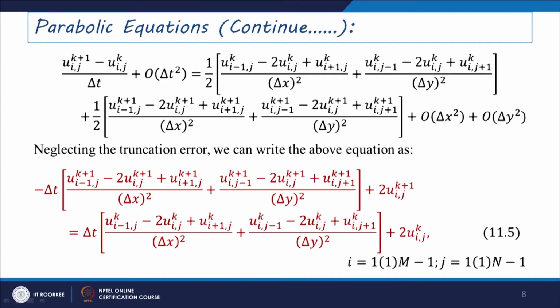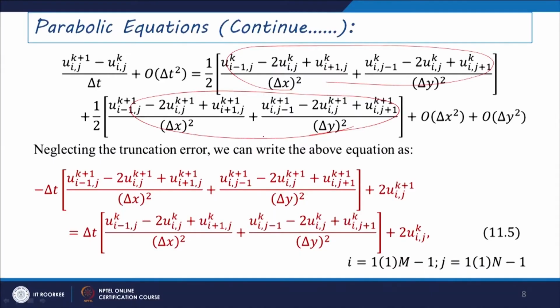Here we are considering this one at the kth level, and all these points we are approximating at the k plus 1th level, and the order of approximation is order of del x square plus order of del y square. If we neglect this truncation error, we can write the above equation. We want to separate the k plus 1 terms to the left hand side and the kth terms to the right hand side, since the kth level values are known to us. That is why we keep those in the right hand side.